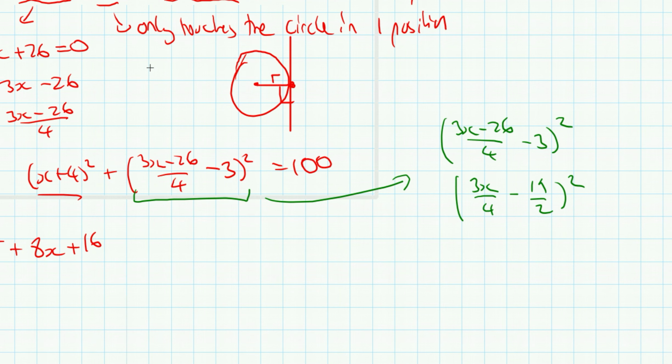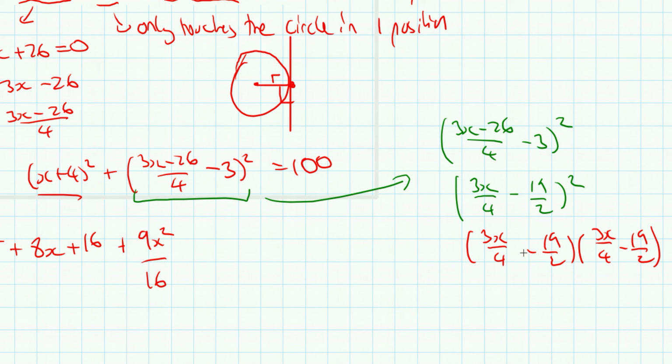Then from here, I'm going to expand this out, so again, it's the same as writing (3x over 4 minus 19 over 2) times (3x over 4 minus 19 over 2). So the first thing we do is 3x over 4 times 3x over 4, so it's going to be plus 9x squared over 16. Then we do 3 over 4x times minus 19 over 2, and we're going to do that twice. So we're going to get minus 57 over 4x. And then the last step is minus 19 over 2 times minus 19 over 2, which gives you 361 over 4. If you can, leave your answer in fractions. It makes it a lot easier to deal with. And that's all equal to 100.